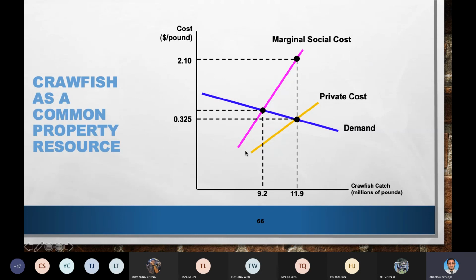In this case, the social cost is approximated by the area of a triangle with a base of 2.7 million pounds, or you can calculate it: 11.9 minus 9.2 times 2.1 minus 0.325, all divided by 2. So we get around 2,369,000, something like that.